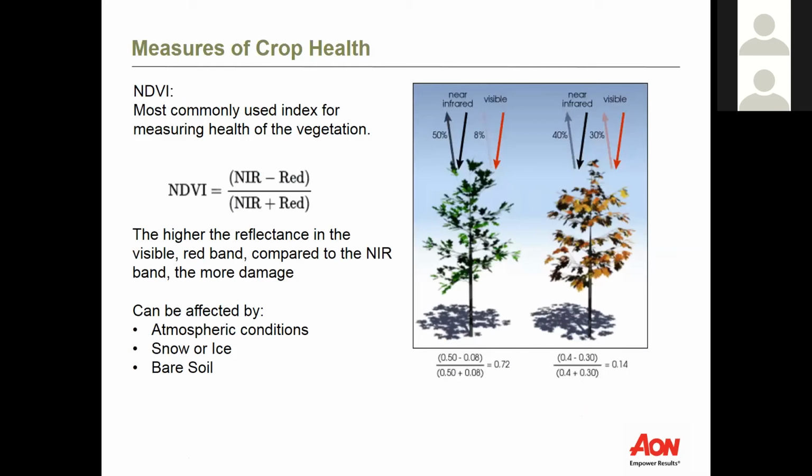However, it can be affected by the atmosphere, and things like snow or ice sometimes come out with very interesting NDVI values, and you might misinterpret that for crops rather than snow or ice. Same thing for bare soil. So it's very important to have maps of where the crops are actually growing, and then you're only taking your measurements of where the crops are grown, not on your total satellite image.